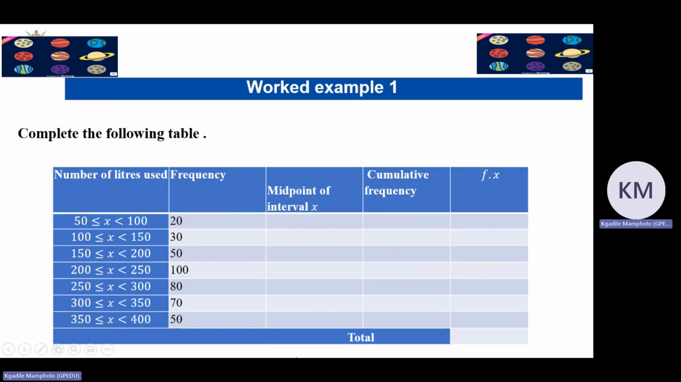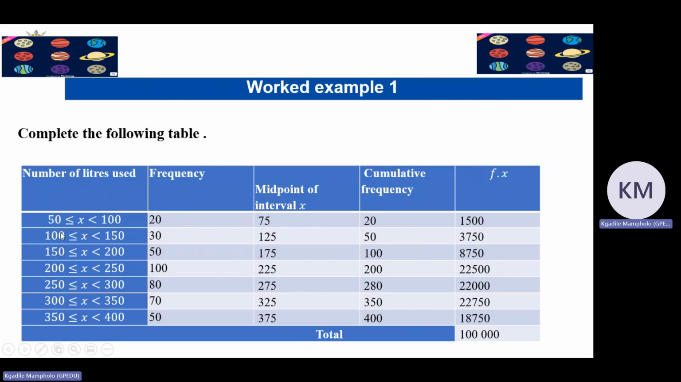When you determine the midpoints, we are referring to the midpoints of the intervals. It means the first one will be 50 plus 100 divided by 2, then the answer will be 75. 100 plus 150 divided by 2 is 125, and so on. Then you keep on doing like that.